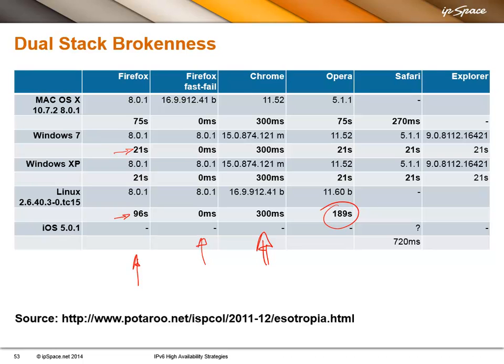I got this information from a great article Jeff Houston wrote. Here is the source of the article. Jeff is constantly measuring these things, so either find recent presentations that he had on Nanoc or RIPE meetings. He's regularly going to those meetings, or find the recent articles on dual stack brokenness on his blog, potteroo.net, and you will see how we have progressed.